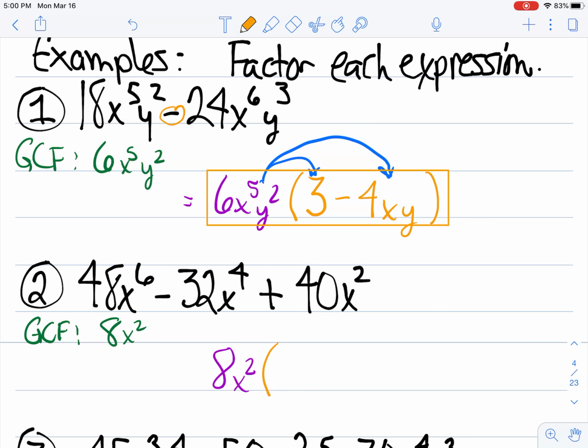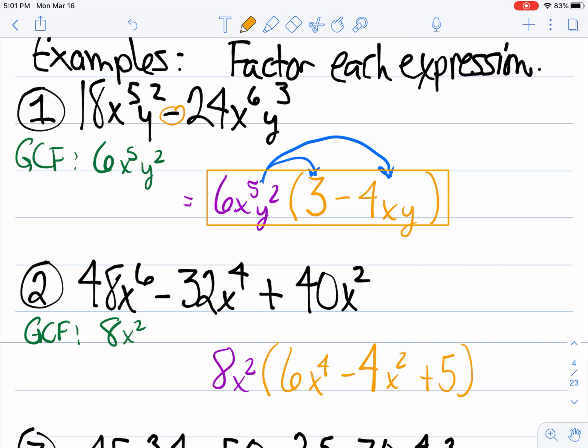Okay, so when I divide these, 48 divided by 8 is 6. And I have 6 minus 2, which is going to be x to the 4th. And then on the second term, it's going to be minus, and that becomes 4. It's going to be x to the 2nd, because 4 minus 2 is 2. And then for the last term, it's going to be plus 5, because the x squares will cancel.